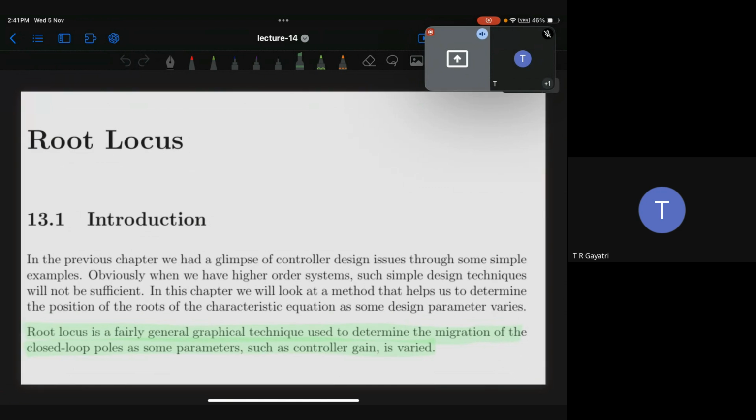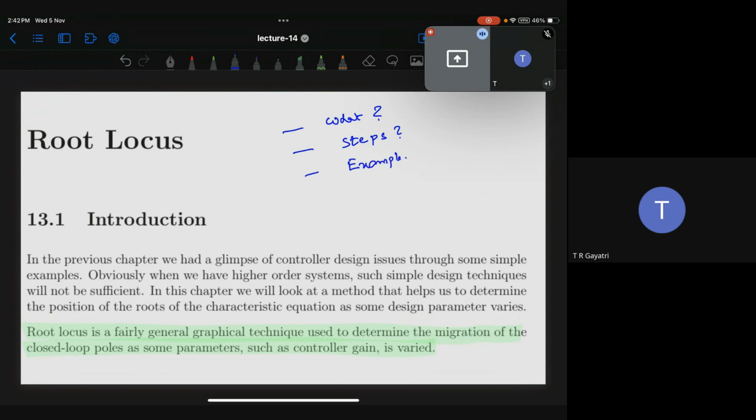Today we are going to discuss this root locus technique. What you can expect from this topic is: what exactly the root locus technique is, what the necessity of this root locus technique is, what the different steps are to draw the root locus, and an example.